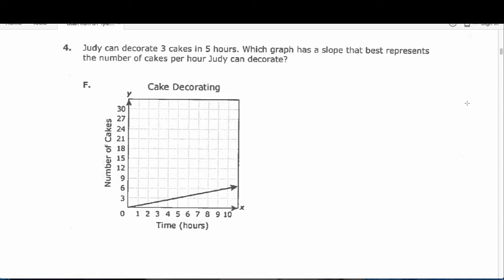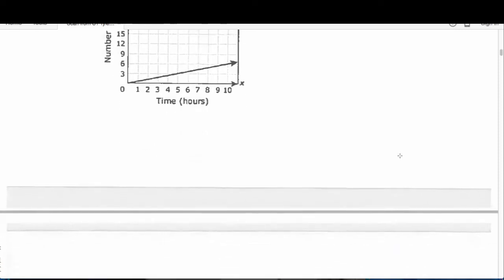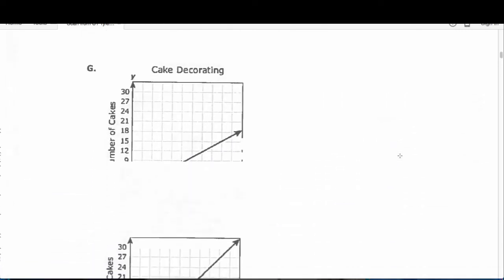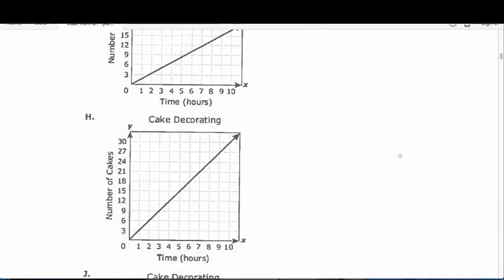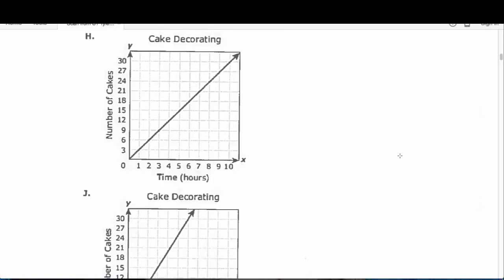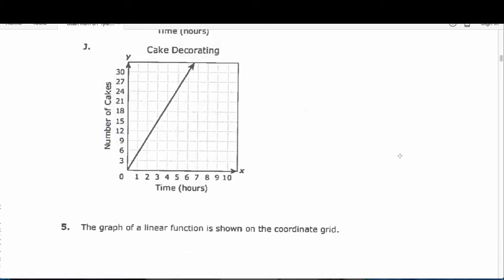Question 4. Judy can decorate 3 cakes in 5 hours. Which graph has a slope that best represents the number of cakes per hour Judy can decorate? Graph F, Graph G, Graph H, Graph J.